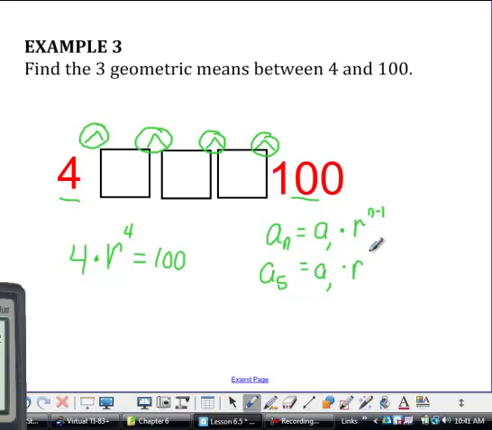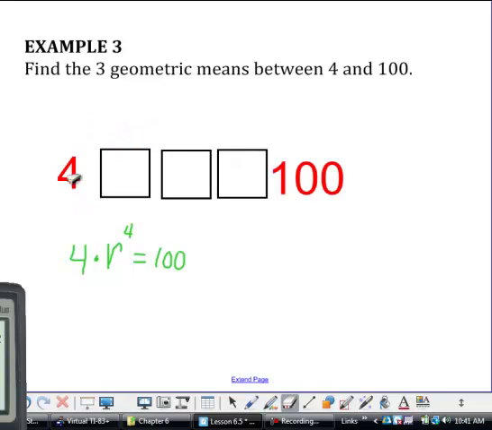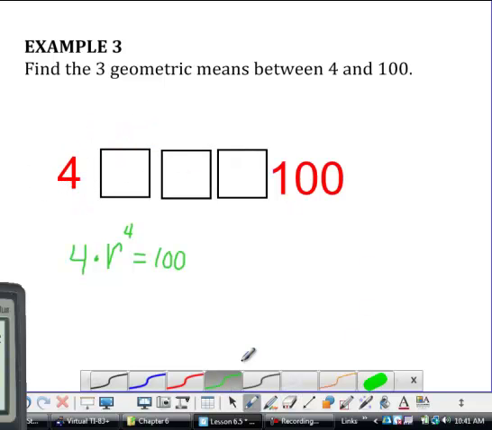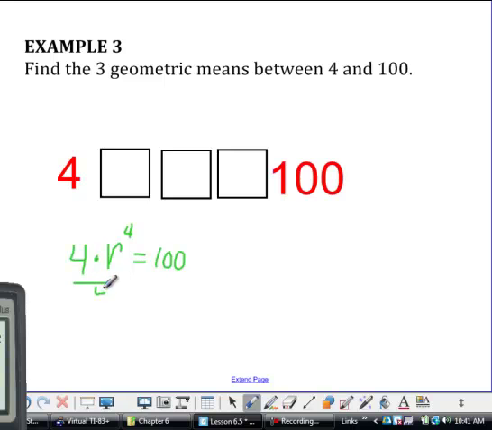Don't know what the common ratio is. And then this would be 4, because 5 minus 1 is 4. And I do know what the 5th term is. It's 100. I do know what the first term is. It's 4, r to the 4th. So see, it's the same formula. Now I just have to solve it. Alright, so I'm going to divide by 4, divide by 4. R to the 4th power gets me 25.